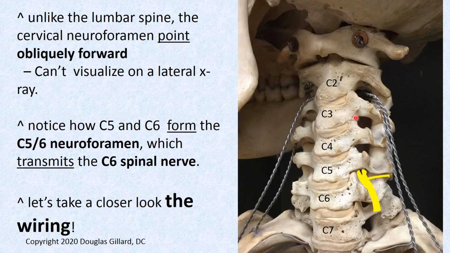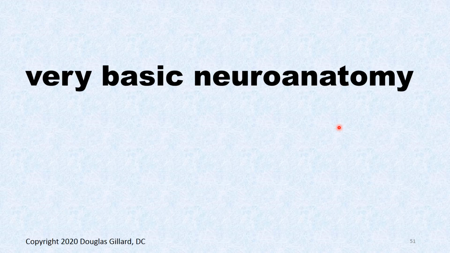Let's do another quiz. What hole is this? Good. You can just name it C3, C4 neuroforamen, or you could call it the C3 neuroforamen if you want. What disc is this? Whoever sits on top of the disc conquers it. So C3 is sitting on top of it. That's the C3 disc. We good?